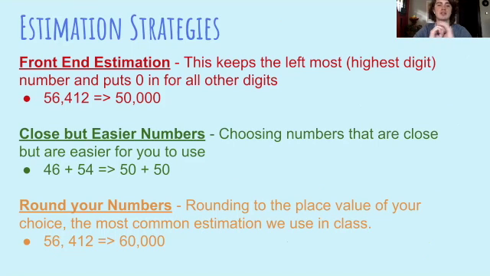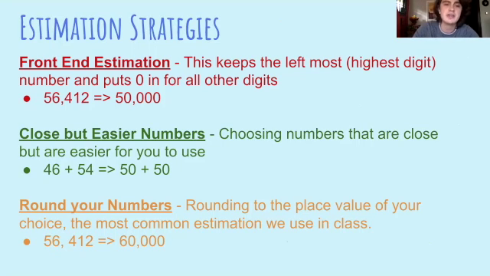Front end estimation. This keeps the leftmost or the highest digit in our number and puts 0 in for all other digits. So if we have 56,412, we just look at the leftmost highest digit, which is in our 10,000s place. That's a 5. And it's front end estimation, so we just keep that 5 and put a 0 for everything else. So instead of this complicated number, we just have 50,000 now. We've got 4 zeros and a 5, that's it.